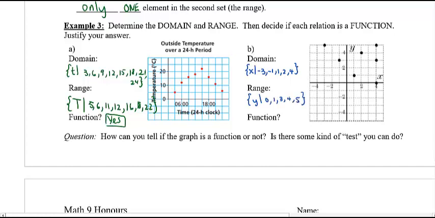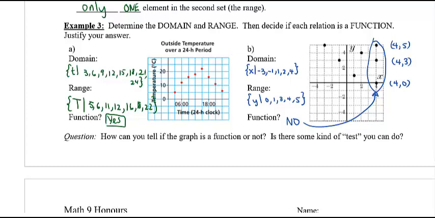Now, this is the interesting question. Function or not? So for each x value, is there only one y value? And this is a problem right here. Look, for the value of x, which is 4, there's a y value of 0. There's also a y value of 3, and there's also a y value of 5. That is a problem. Therefore, no. Right? The x value of 4 has multiple y values, and that is not good.